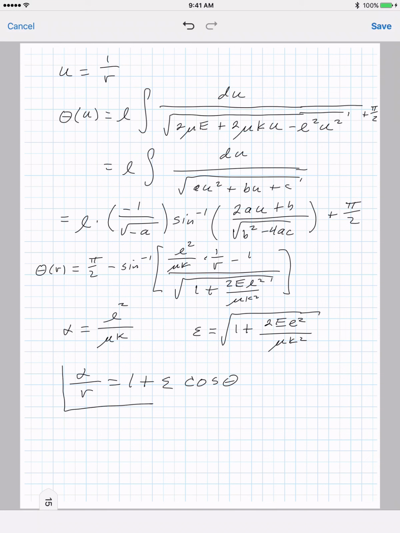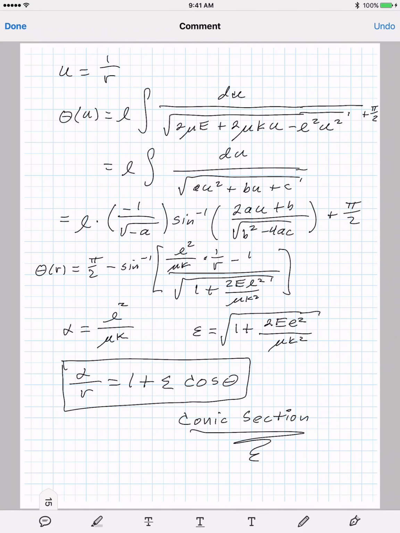So in the end, we've got a pretty simple expression here. And for those of you who are good at geometry, you may recognize that this is a conic section. So this is a good point to do a review of conic sections. First of all, let's look at an ellipse.